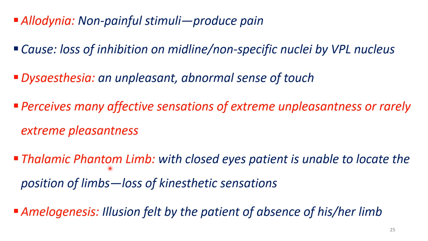Like the Phantom, a character in the comics, who in our times was invisible, that is why it is known as thalamic phantom limb. Then there is the illusion felt by the patient of absence of his or her limb. This is again because of loss of kinesthetic sensation. So phantom limb, or loss of limb, is an illusion; he does have his limb.